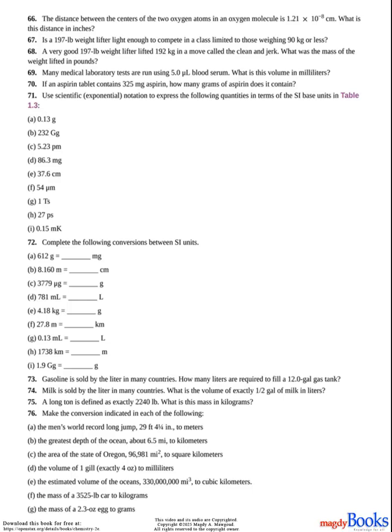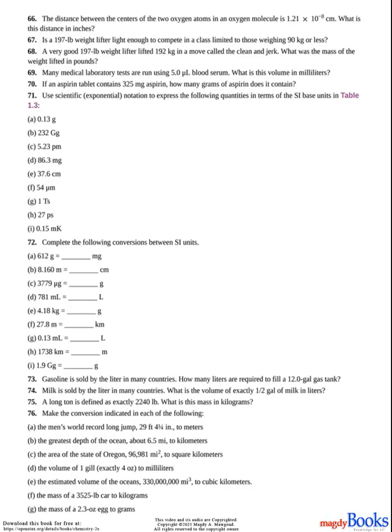76. Make the conversion indicated in each of the following. A. The men's world record long jump, 29 feet, 4 1/4 inches, to meter. B. The greatest depth of the ocean, about 6.5 miles, to kilometers. C. The area of the state of Oregon, 96,981 miles squared, to square kilometers.